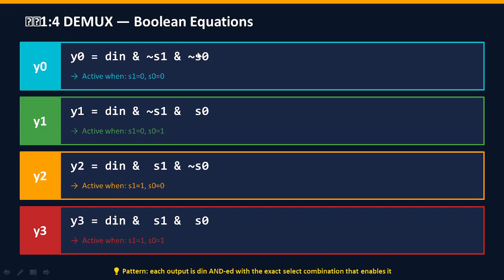That's what it becomes here: d in AND NOT s1 AND NOT s0. I just read the equation in reverse order. It's going to work just like this. So figure out y1, y2, y3 just as I told you for y0.